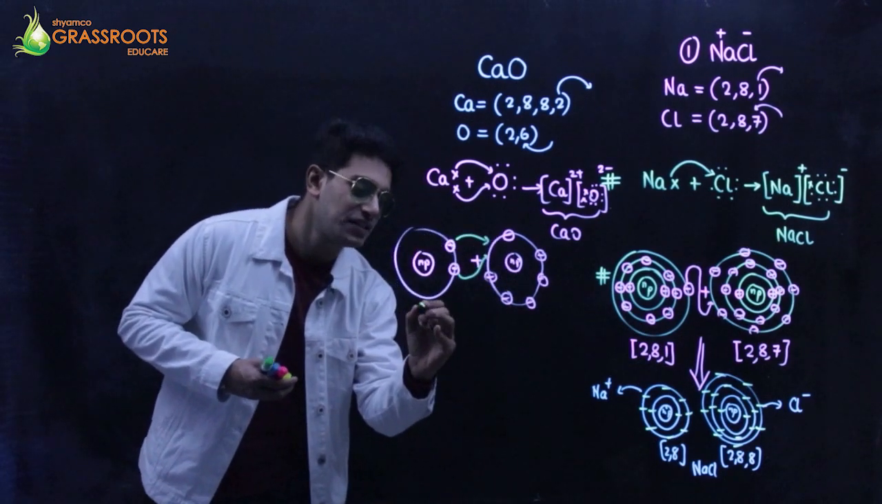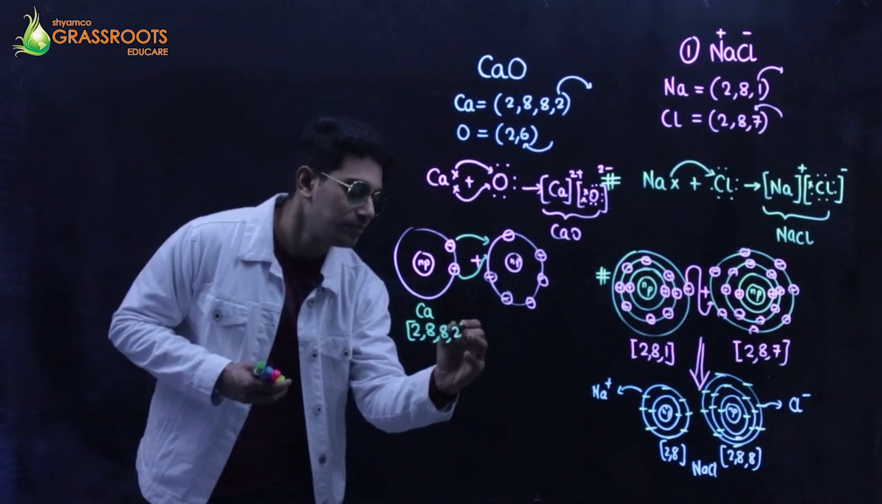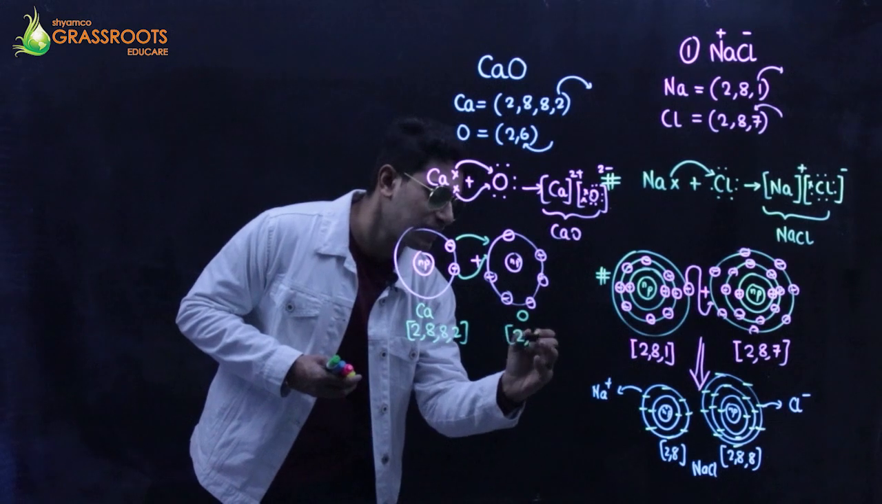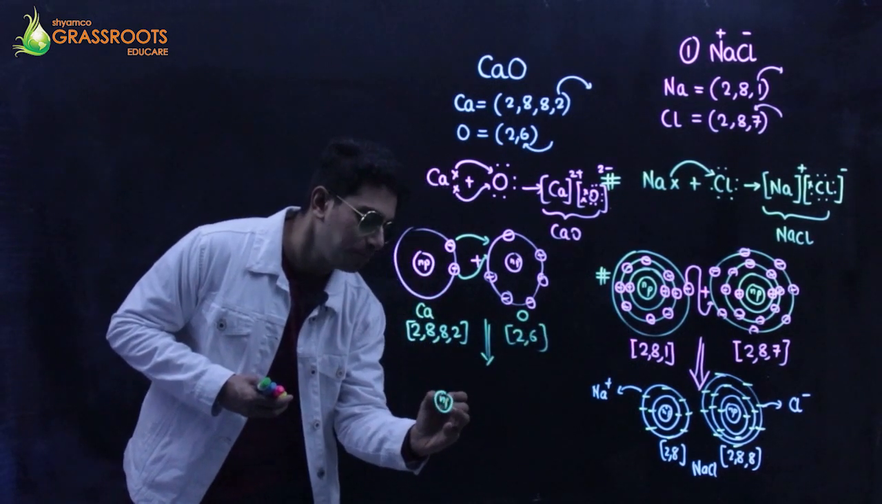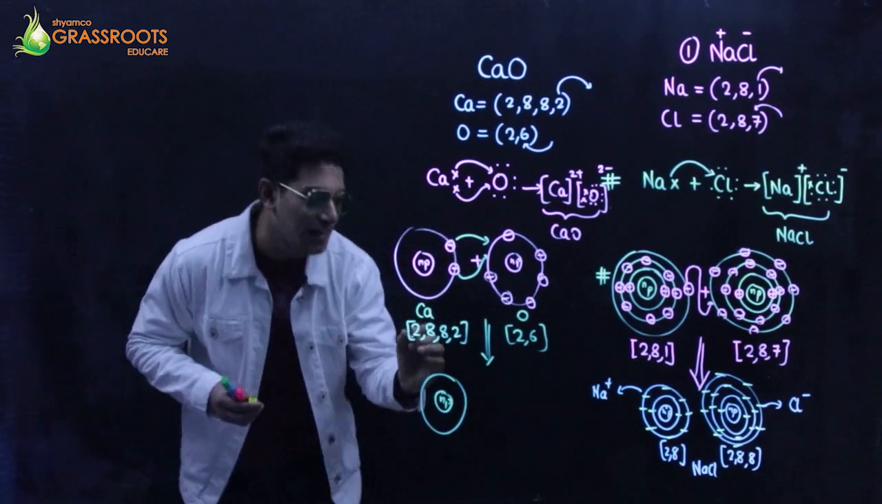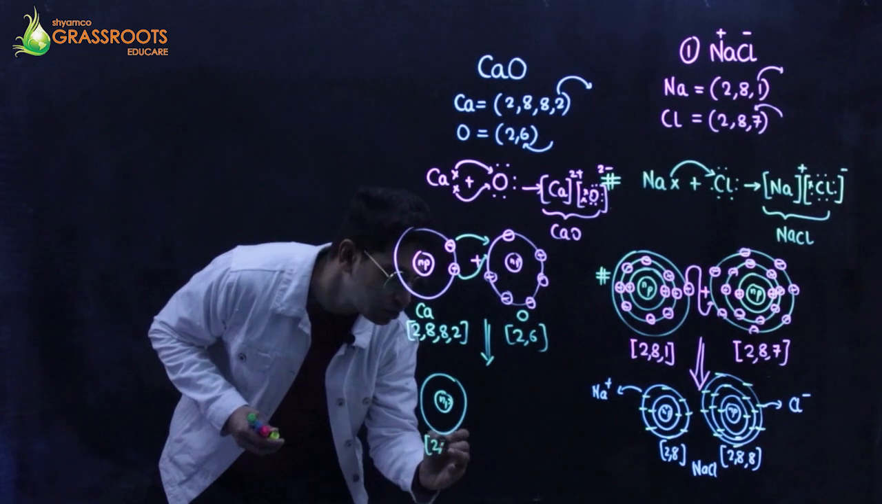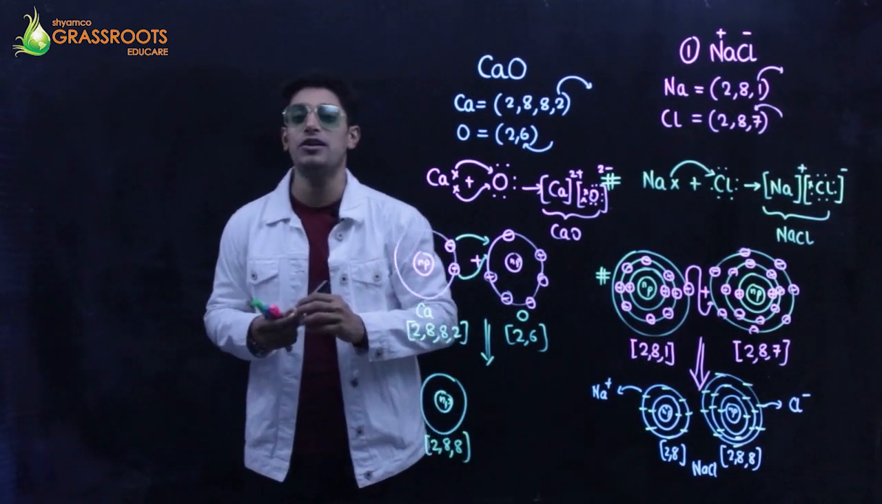So this is calcium, 2, 8, 8, 2. This is oxygen, 2, 6. Together they form a bond. Now the last shell of calcium is going to be empty, so basically it has only 3 shells, 2, 8, 8.